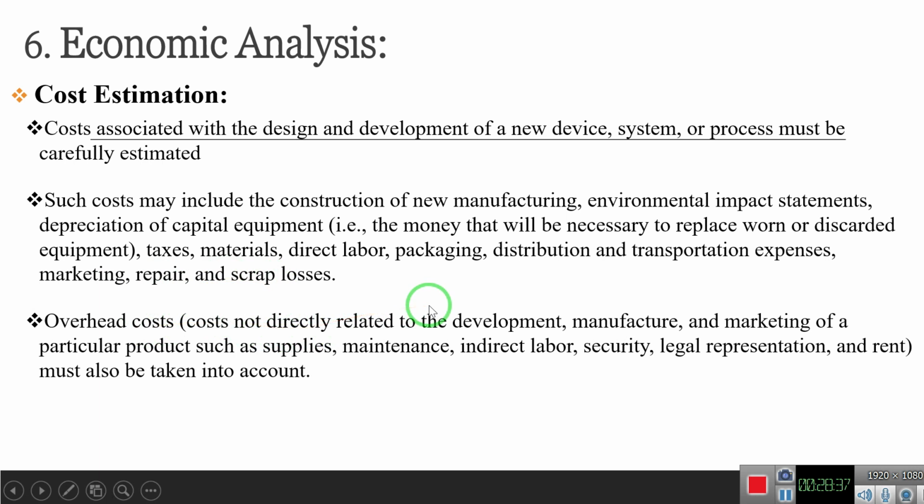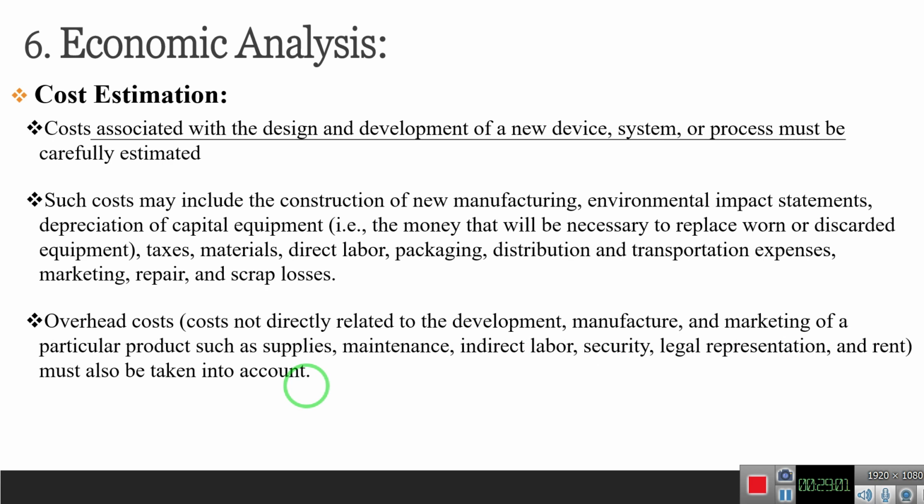Cost not directly related to the development, manufacturing, and marketing of a particular product, such as supplies, maintenance, indirect labor, security, legal representation, and rent. Because when we are designing some product, we must take a house or take some land, right? You have to specify some land for it. Then the rent will be there. So many costs will be there.